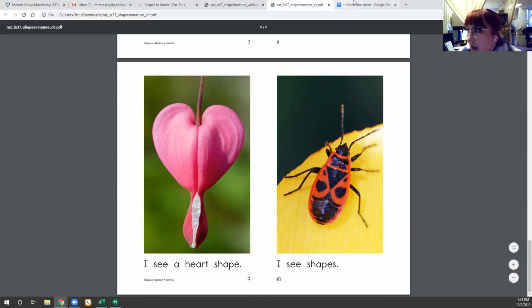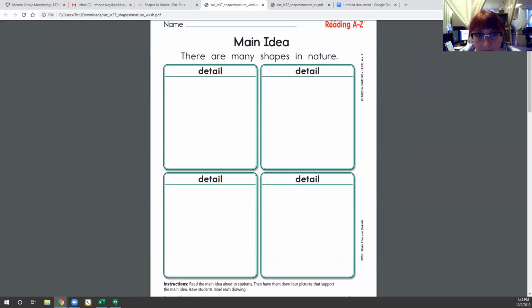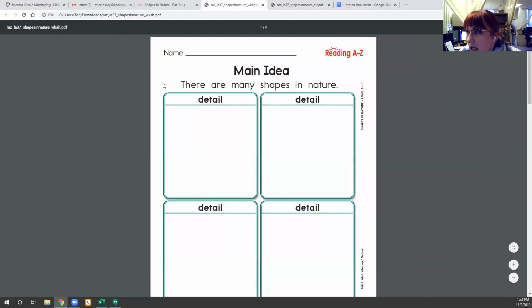I'd like you to take a minute and write and draw in your detail boxes 3 more shapes. They do not have to be from the book. They can be anything of shapes in nature. So our main idea, one last time, there are many shapes in nature. So what were some details that you wrote on your worksheet or drew?